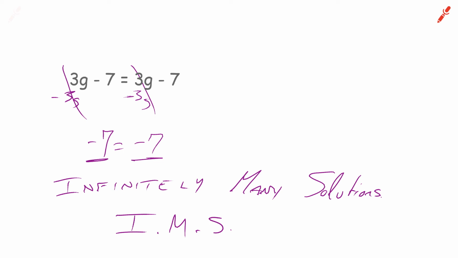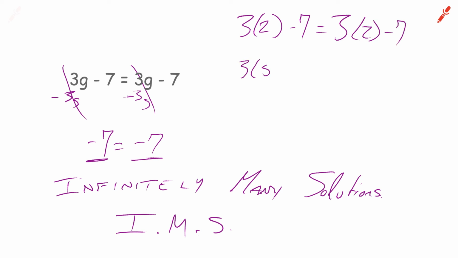all of them. Because if I look, it doesn't matter what I plug in for g. Watch this. 3 times 2 minus 7 equals 3 times 2 minus 7. 3 times 5 minus 7 equals 3 times 5 minus 7. There's no limit to what value I can plug in for this g and this g. As long as I plug in the same value, which I have to, it's kind of the rules of math, then I always get infinitely many solutions because they're always going to be true. Let's go ahead and move on to the next video real quick.